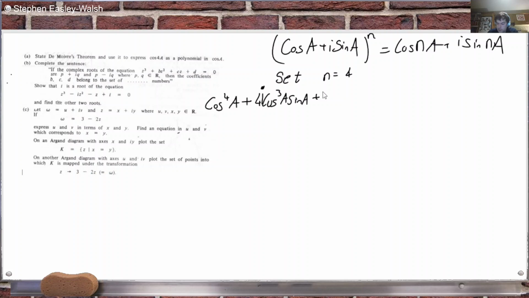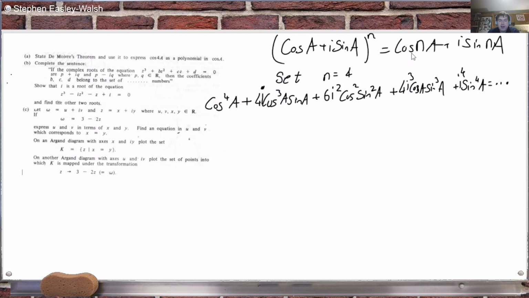Plus 6 i squared cos squared A sin squared A plus 4 i cubed cos A sin cubed A plus i to the 4 sin to the power 4A equals the right hand side.